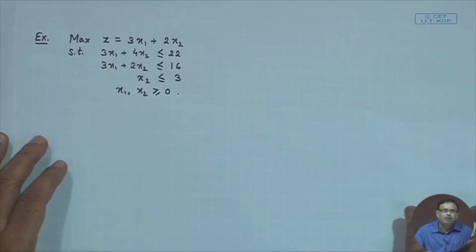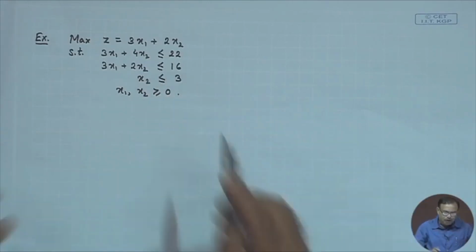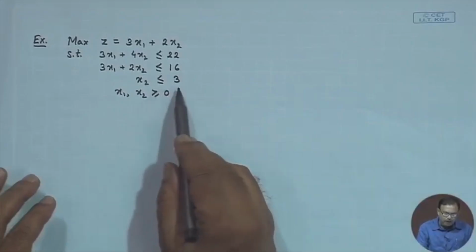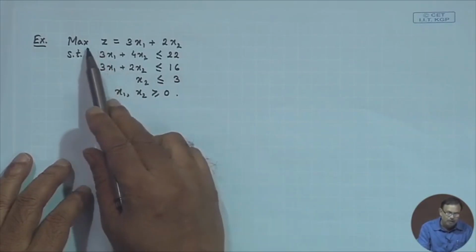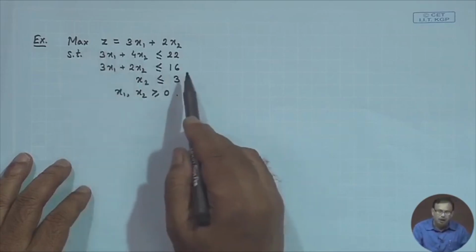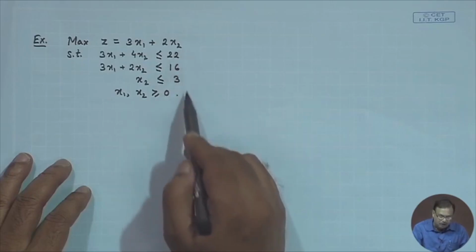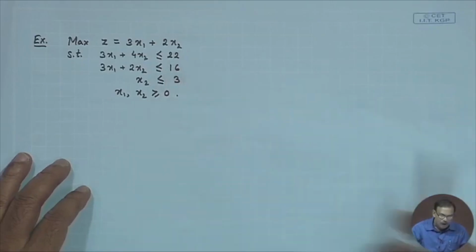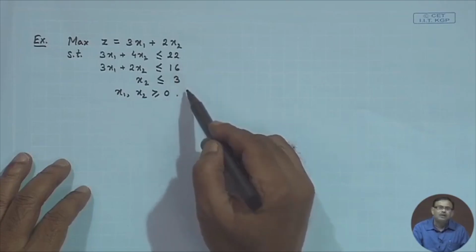Maximize z equals 3x1 plus 2x2 subject to 3x1 plus 4x2 less than equals 22, 3x1 plus 2x2 less than equals 16 and x2 less than equals 3. If you note, the problem is already maximization type and all the inequalities are less than equals type. That means this particular problem is in canonical form.